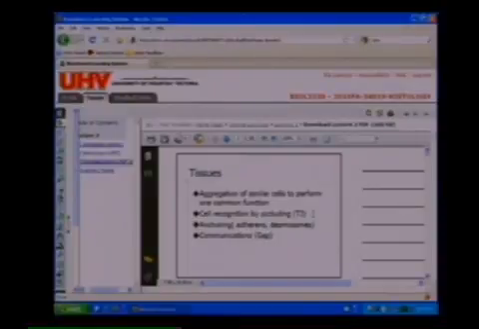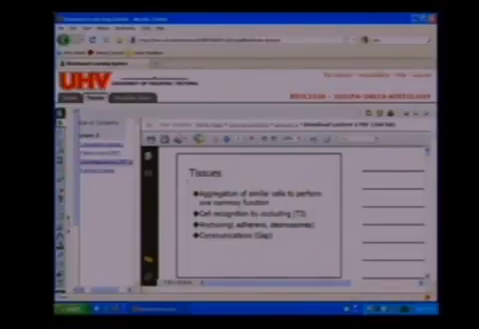Go through your PowerPoints. Tissues, that's a definition which we gathered: aggregation of similar cells to perform one common function. And cell recognition by occluding the tight junction, abbreviated TJ, anchoring, adherence, desmosomes, and communication gaps. These are the tools by which the cells aggregate. We are going to see different types of cells forming different types of tissues.